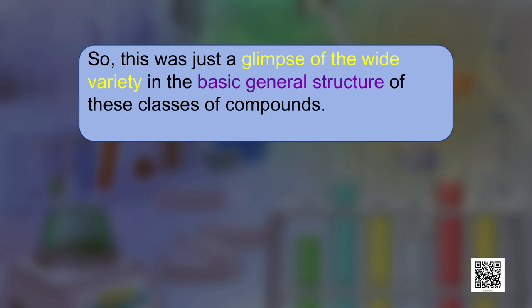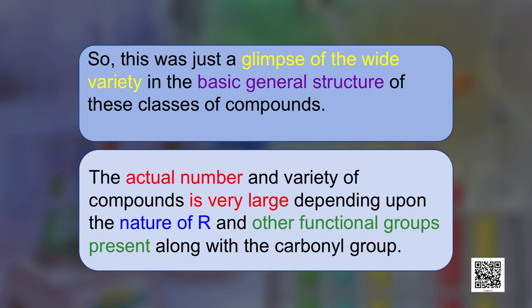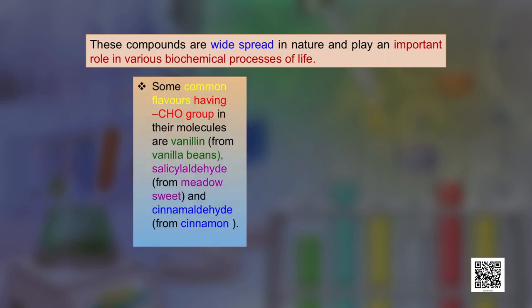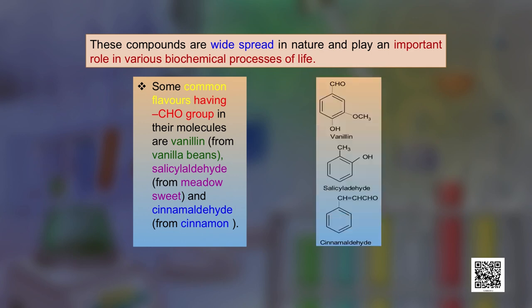So, this was just a glimpse of wide variety of basic general structure of these classes of compounds. The actual number and the variety of compounds is really very large depending upon the nature of R and the functional group present along with the carbonyl group. These compounds are very widespread in nature and play an important role in various biochemical processes of life. Some common flavors having a CHO group in their molecules are vanillin from vanilla beans, salicylaldehyde from meadowsweet and cinnamaldehyde from cinnamon. And the structures of these compounds are shown here.